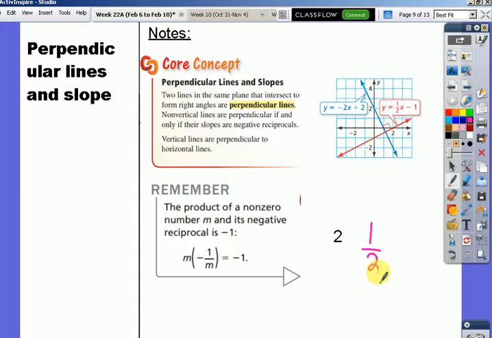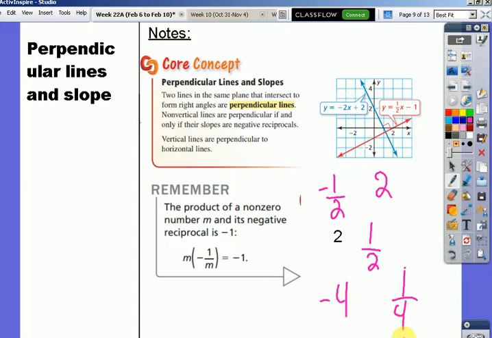So all that means is when you have that negative in front of it, or the opposite in front of it, that just means change the sign. So for example, if you have negative 1/2, what's the opposite reciprocal? Positive 2. If you have negative 4, what's the opposite reciprocal? Positive 1/4. Does that make sense? So the point of that is to say that all our perpendicular lines have these opposite reciprocal slopes.